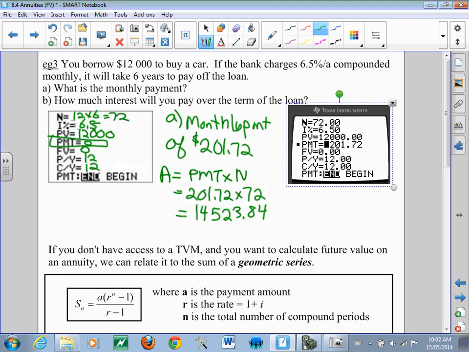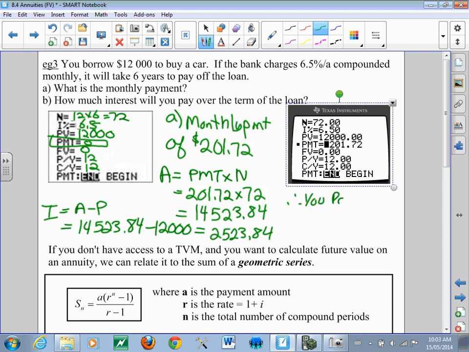Okay, so interest equals A minus P. So your total amount is $14,523.84. Subtract 12,000. We'll give you $2,523.84. So therefore, you paid $2,523.84 in interest. And that's not too bad.